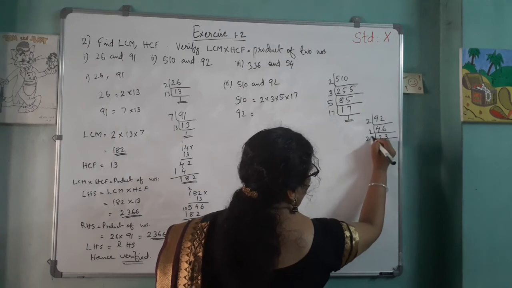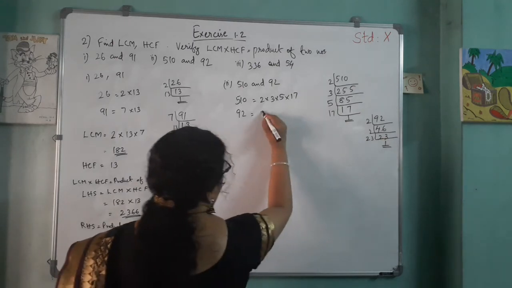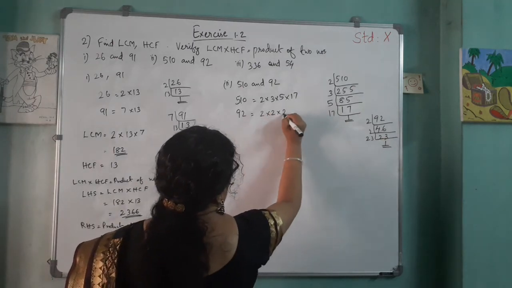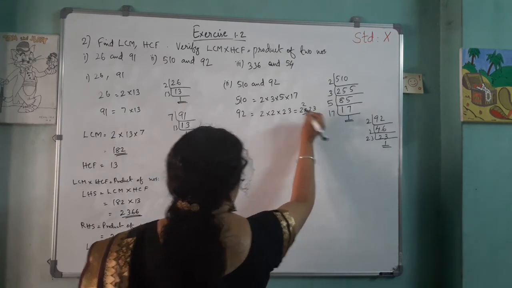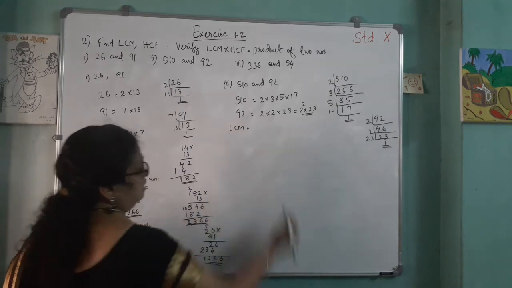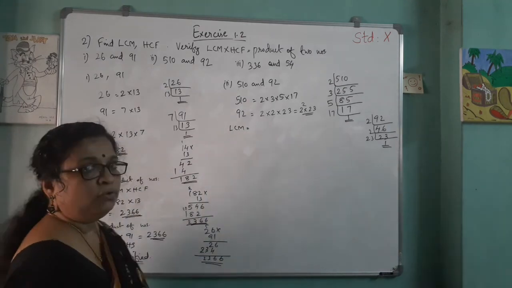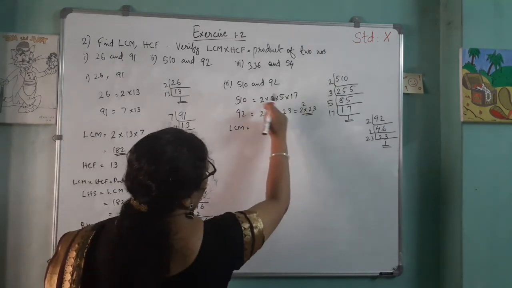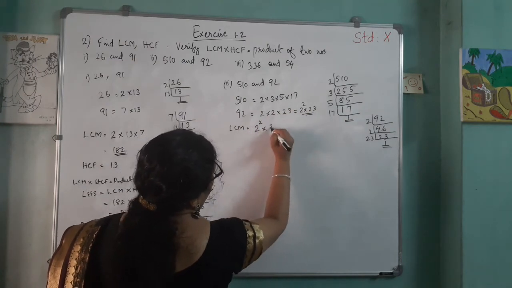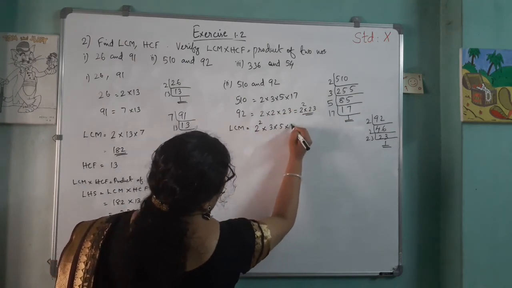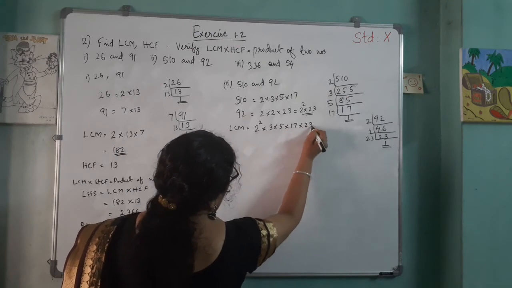23 is a prime number, so we can write 2 into 2 into 23. That is 2 square into 23. Next LCM. LCM is the highest power of each common factor. So here 2 square. 2 highest power is 2 square. Then 3 into 5 into 17 into 23.